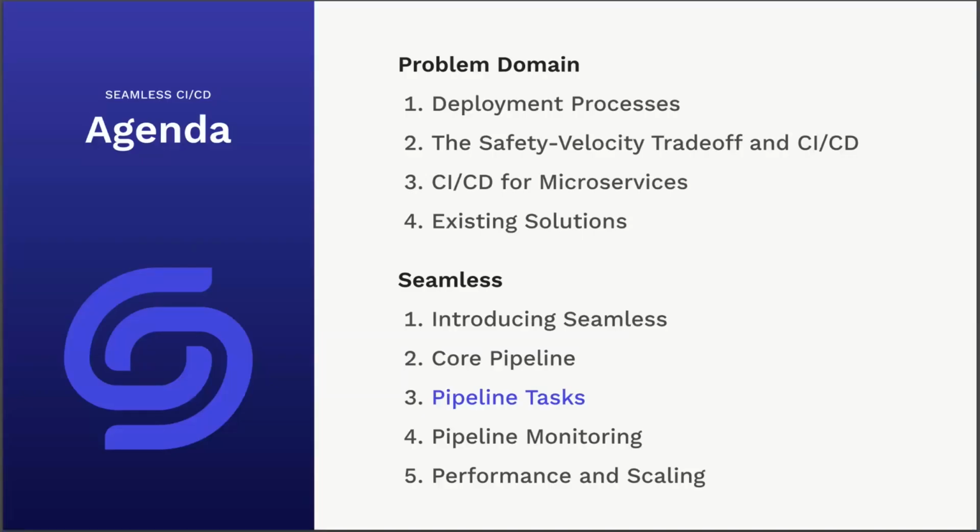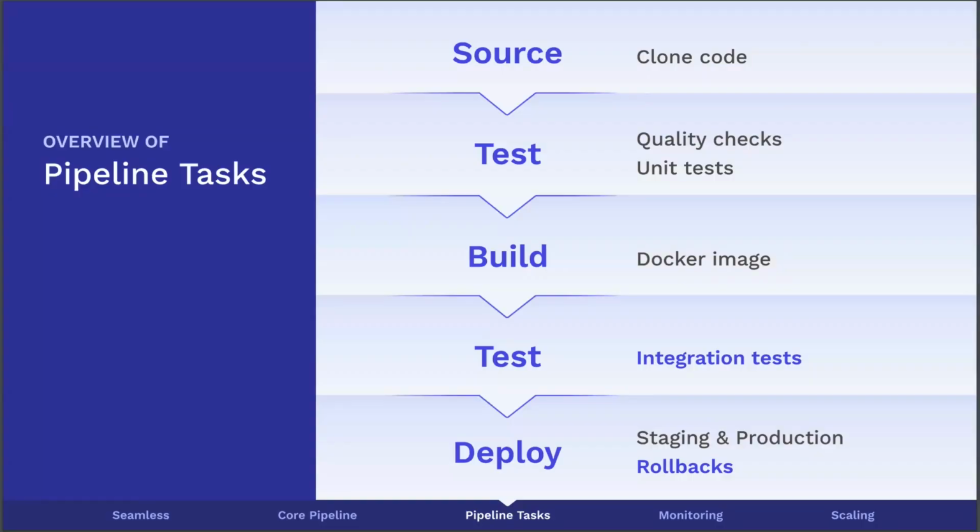Now that we've covered the core pipeline infrastructure, we'd like to explain how some of the tasks were implemented. And here's the full list of all the pipeline tasks that Seamless performs. First, we clone the code. Then we run quality checks and unit tests. After building the Docker image, we have the option of running integration tests. And finally, we deploy to staging and production. And if something goes wrong, we can perform a rollback. Next, we'll take a closer look at two of these, integration tests and rollbacks.